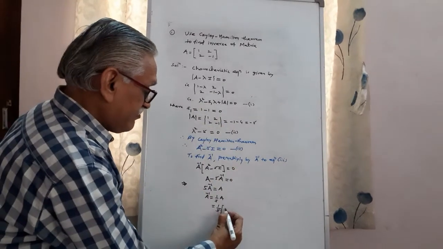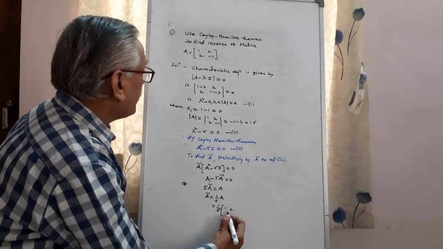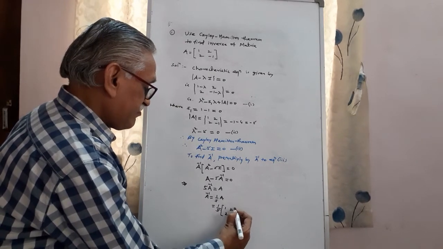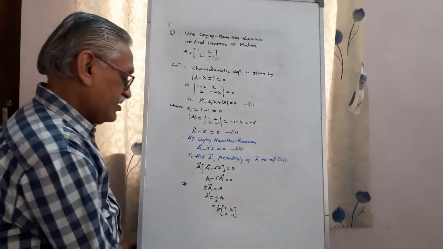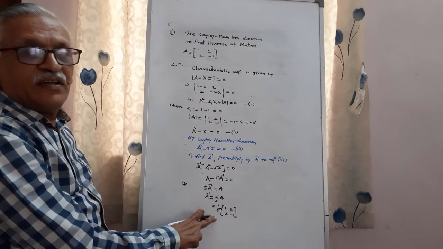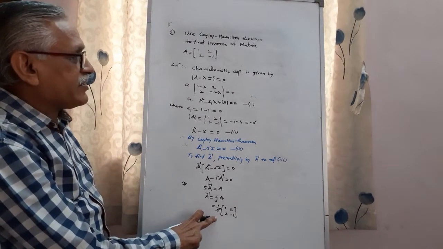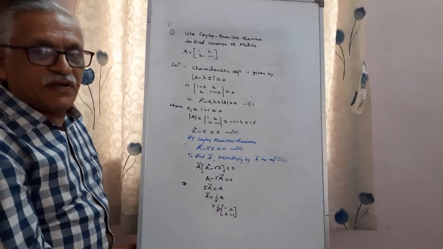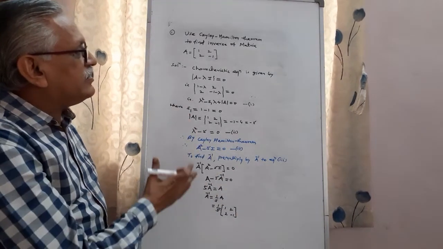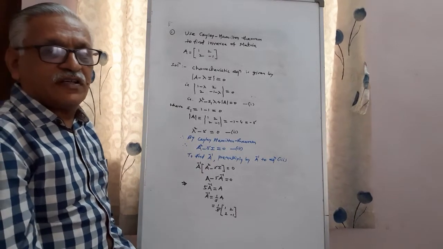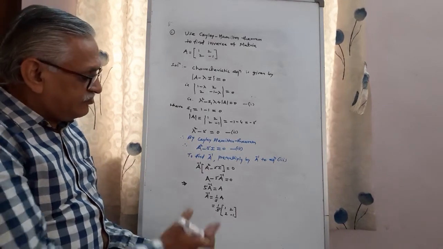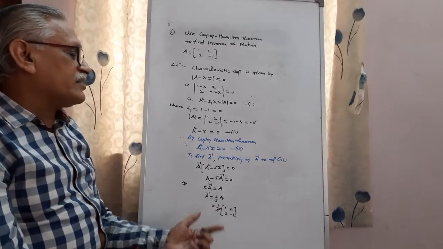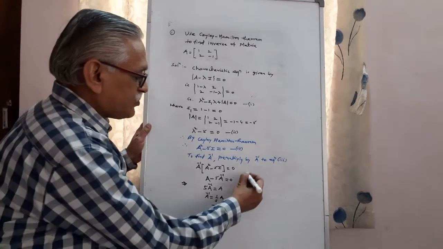Matrix A is [[1, 2], [2, -1]]. This is the required inverse of that matrix, obtained by using the Cayley-Hamilton theorem. That is the main application of the Cayley-Hamilton theorem. Then, whether this inverse obtained is correct or not, we can cross check.